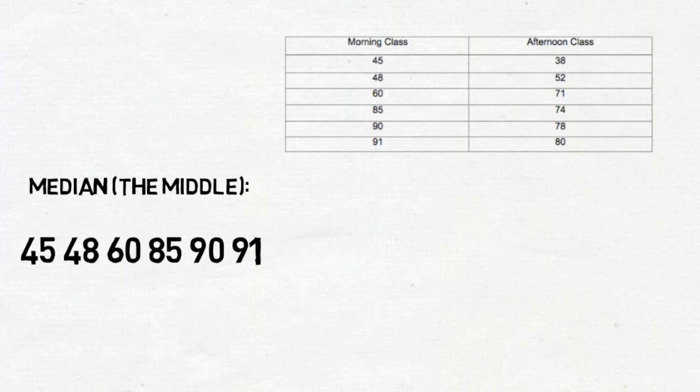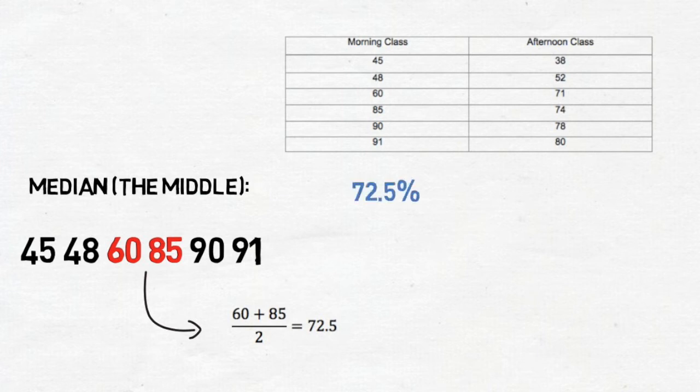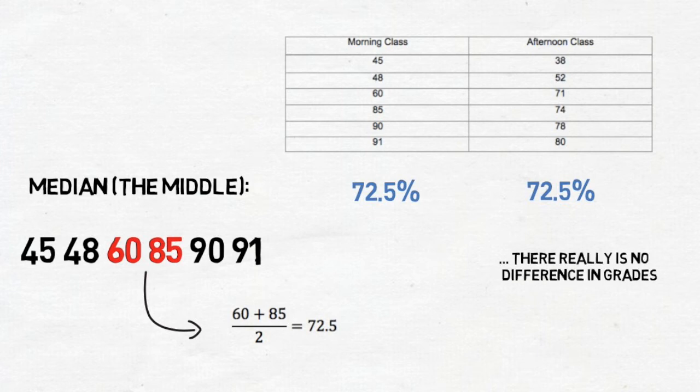After rearranging her grades in numerical order, the teacher can then visually determine which grade is at the center. When there are 2 values that are in the middle, you simply add the 2 values together and divide by 2 to get your median. In this example, we would add 60 and 85 for the morning class and divide it by 2 to get our median of 72.5. She also finds the median of 72.5 for the afternoon class. So what does this tell us? By using the median, we can see that there really is no difference in the grades for each of the classes.